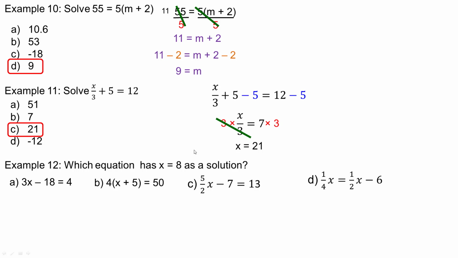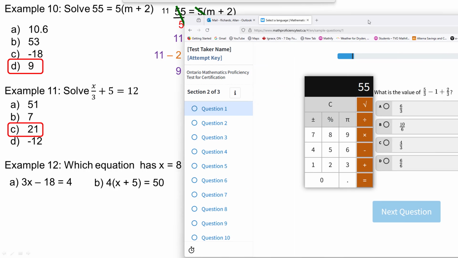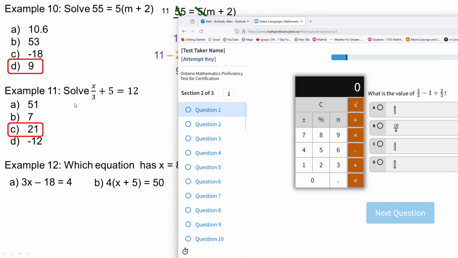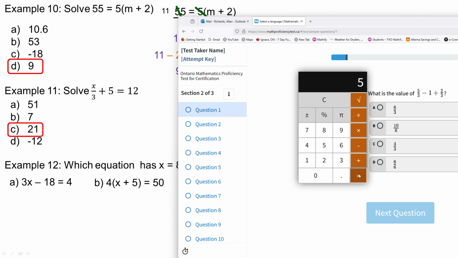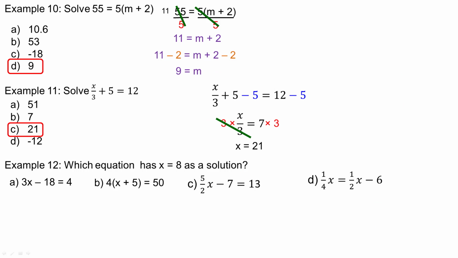And again, you could check other answers, like, is there another possible answer here? So, for example, 7. Does 7 work? Well, if I do 7 divided by 3, and then add 5 to it, I don't get the 12. I get 7.3. So 51, for example, if I do 51 divided by 3 here, and then add 5, I get 22. I don't get 12. So those answers don't check.